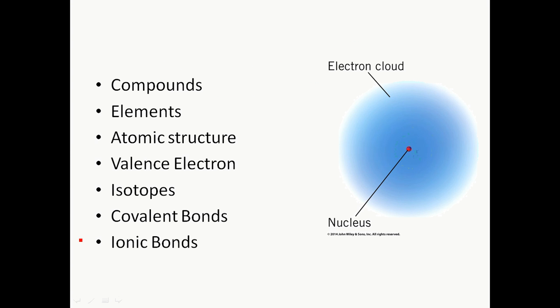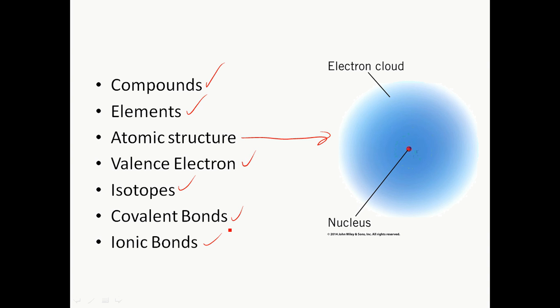There are a lot of definitions in this chapter to refresh your mind about compounds, elements, and atomic structure. There's an example of the atomic structure there on the right. You also understand what valence electrons are, isotopes, covalent bonds, and ionic bonds. And when we talk about bonding, that's the most important part of how we use organic chemistry.